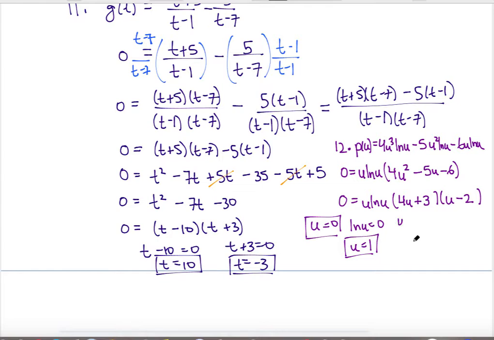Then I have 4u plus 3 equal to 0. So that would be 4u equals negative 3. Therefore, this 0 is negative 3/4. And for my final 0, u minus 2 equals 0. Therefore, u equals 2 is my final 0. So this, again, is just factoring like we've seen in some tests and quizzes before.